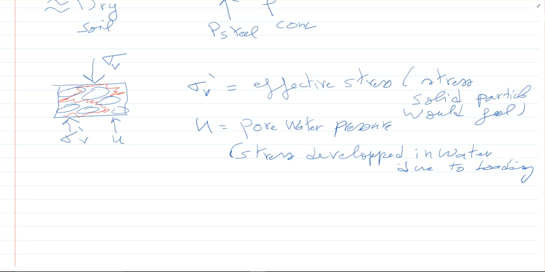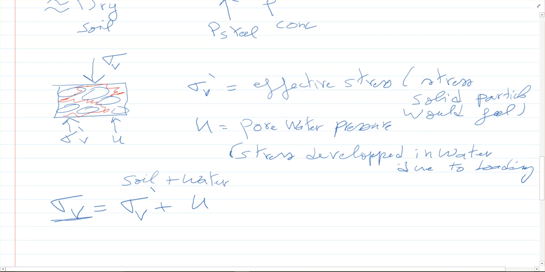Okay, so now we could say that the total stress sigma V is the components sigma V dash plus U, which is the stress in soil plus the stress in water. So soil plus water. Now we learned how to find sigma V. It's exactly the same as the case of dry soils. So sigma V, the total stress, is just the summation of the unit weight times the thickness of each layer. Now U is the unit weight of water times the height of water above the point of interest.